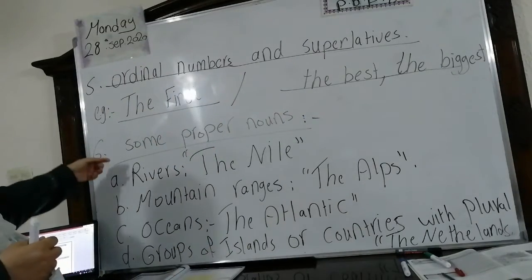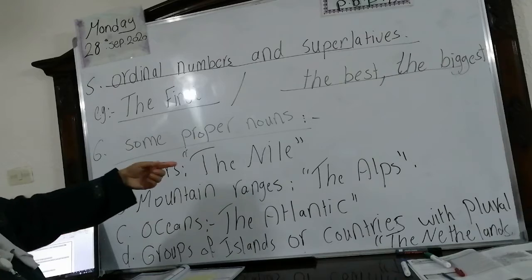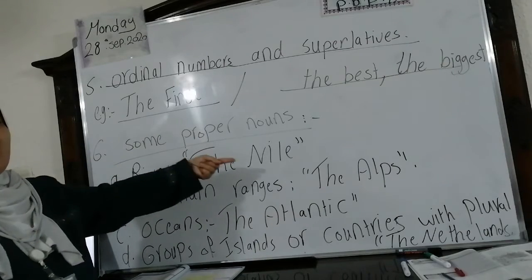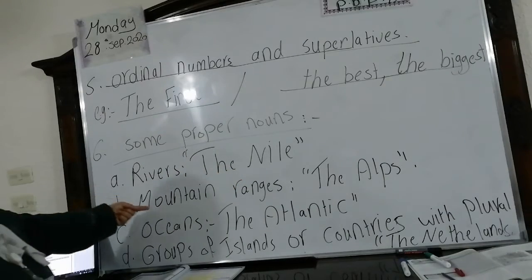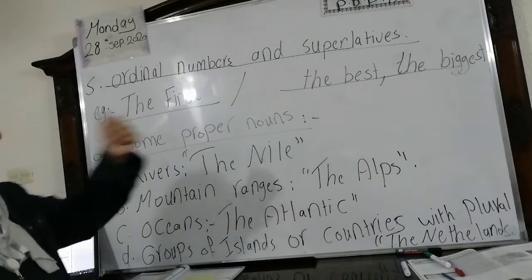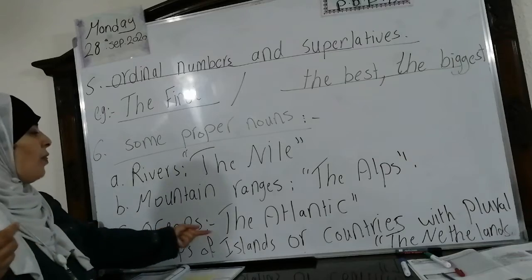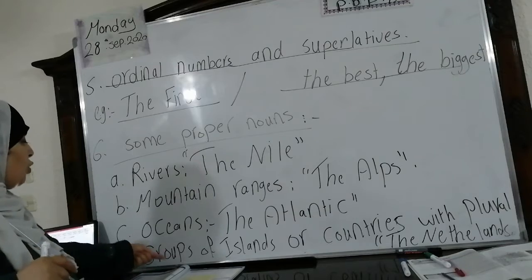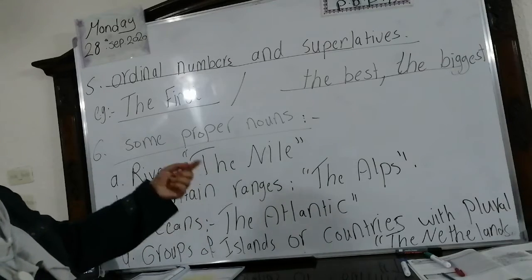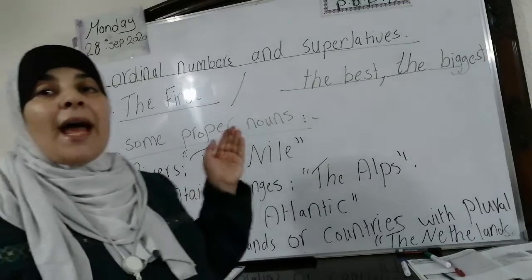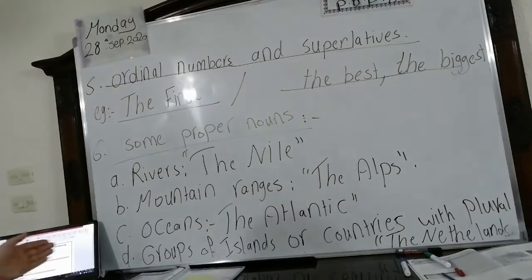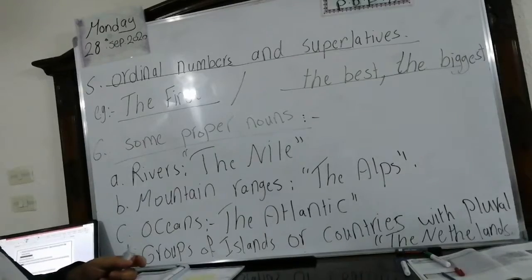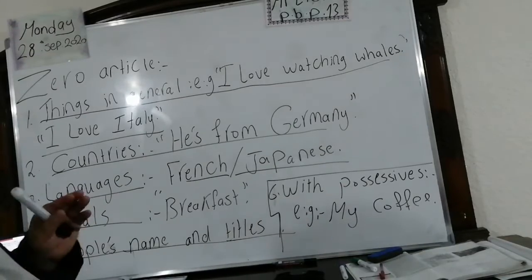Now, let's move to 6. Some proper nouns. What do you mean by proper nouns? It's a name noun. A, rivers, the Nile. B, mountain ranges, the Alps. C, oceans, the Atlantic Ocean or the Pacific Ocean. D, groups of islands or countries with plural, like the Netherlands, okay, the Hawaiian Islands, okay. Now we finished the uses of the.